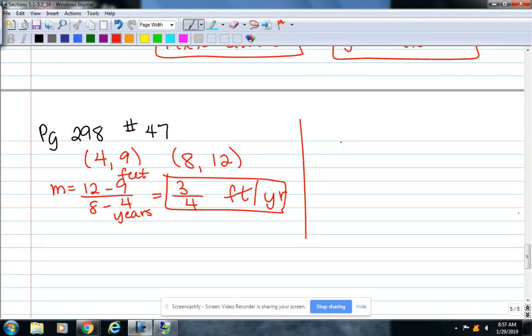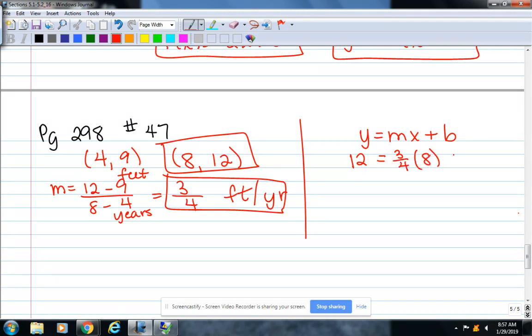Yeah, if I'm finding a y-intercept, I'm finding b, right? So just like we've been doing. I want to use that number just because they're all even and it might come out better. I don't know. So what if I use that point? What's my y? 12 equals, what's my slope? 3/4. And what is my x value? 8 plus b.